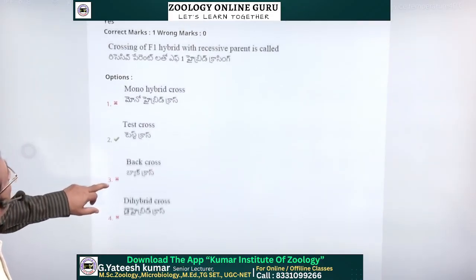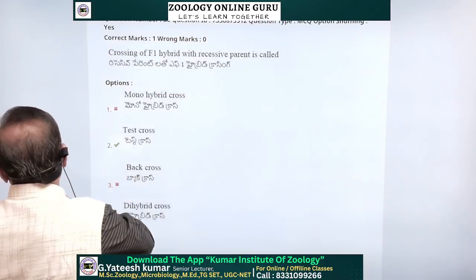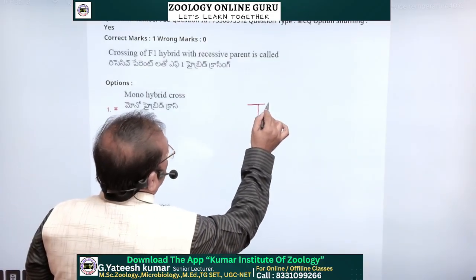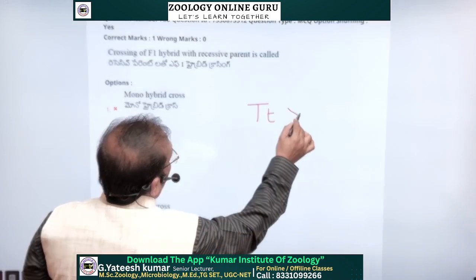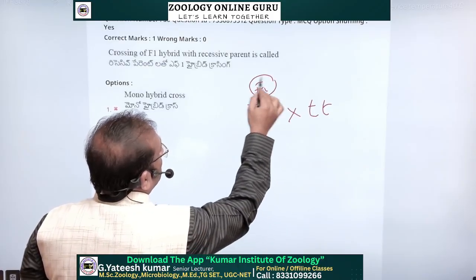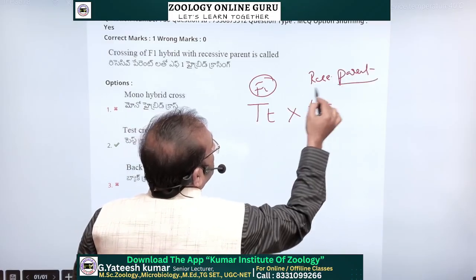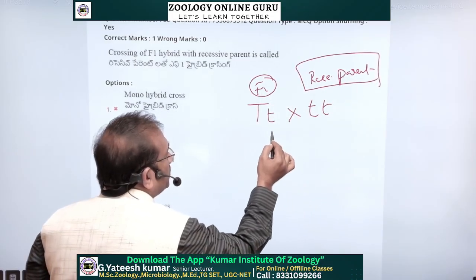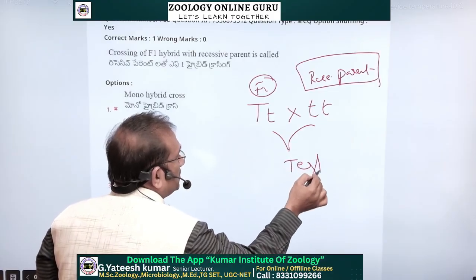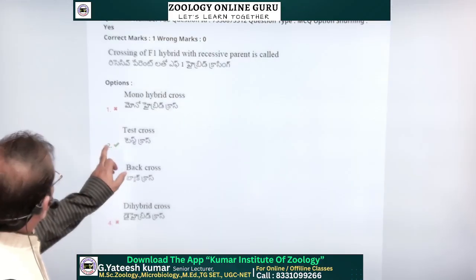Last question. Crossing of F1 hybrid with recessive parent is called what? Suppose this is the F1 generation and this is the recessive parent. Once again we are doing this cross to test. So this is also called a test cross. Recessive parent means test cross. So test cross is the answer.